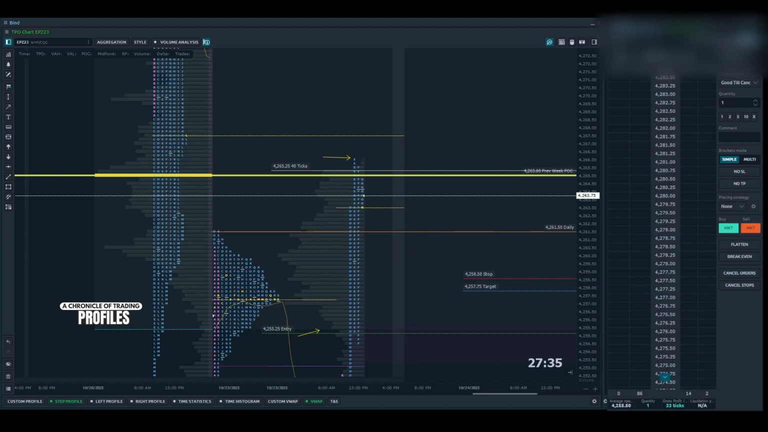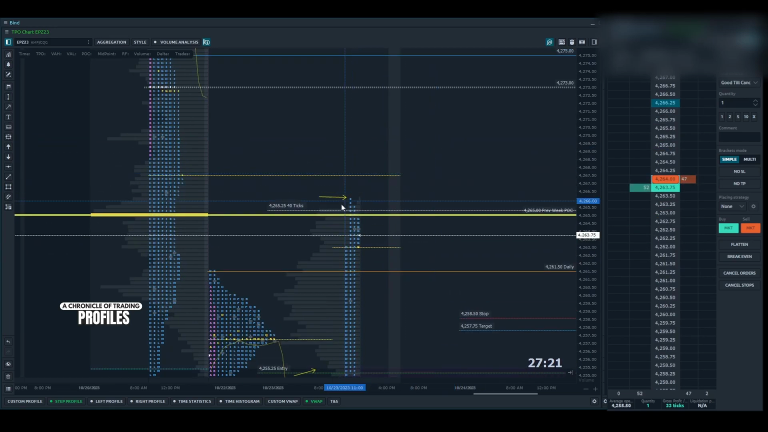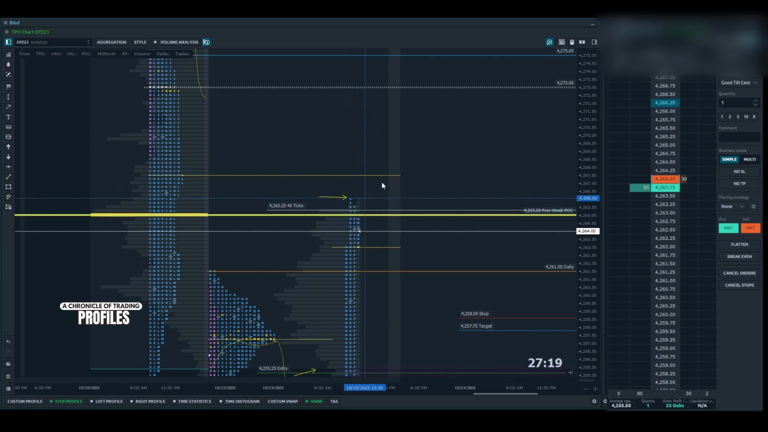we have the one target that's left way up here. We probably won't get to that. It's just up there so we know where it's at. I mean, it's actually all going to depend if we can get over this POC or not.